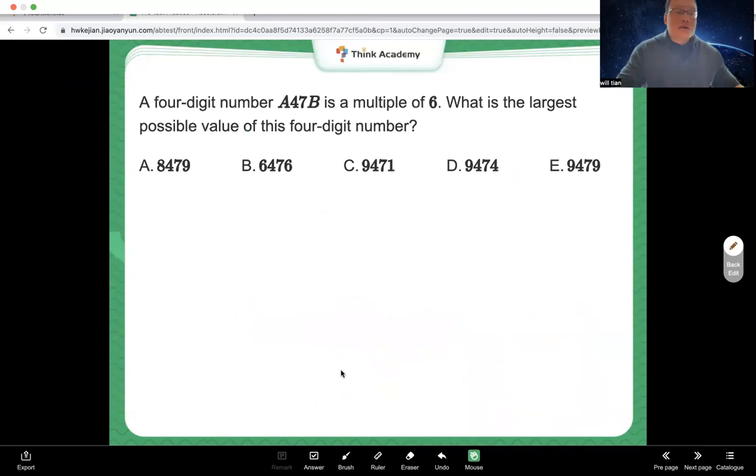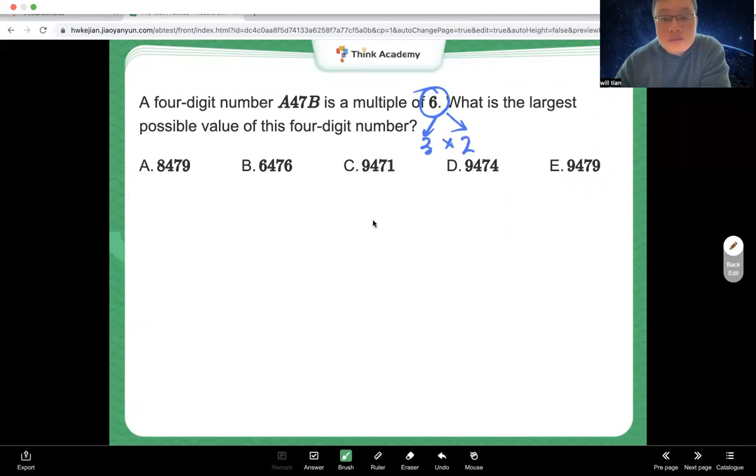All right. And then let's take a look at this question. A 4-digit number A47B is a multiple of 6. What is the largest possible value of this 4-digit number? Okay, guys, we never learned the divisibility rule for 6, right? But we do learn that if the number is divisible by 6, it must be divisible by 3 and 2 at the same time.